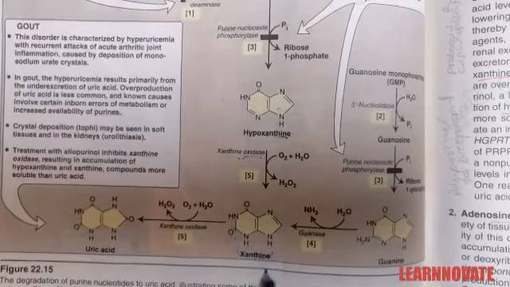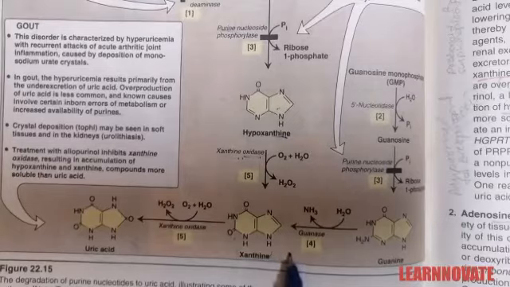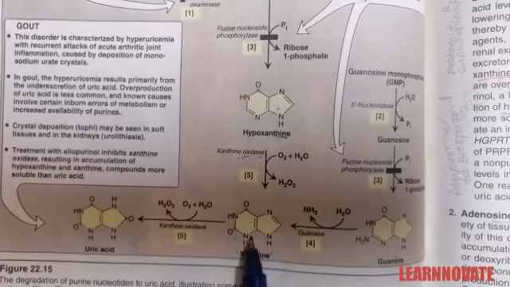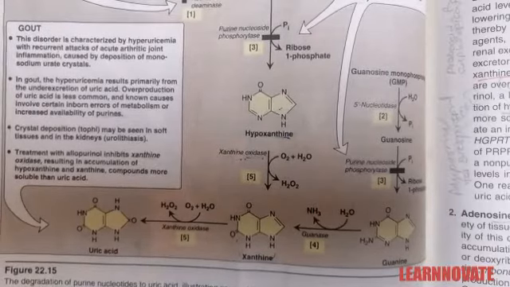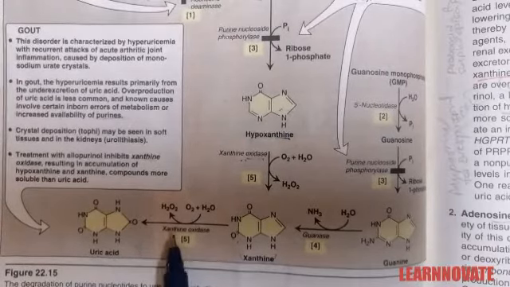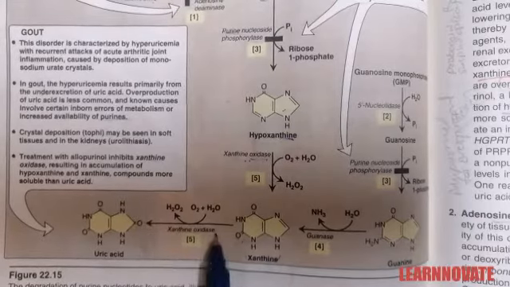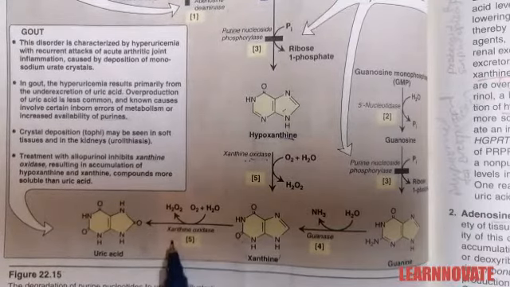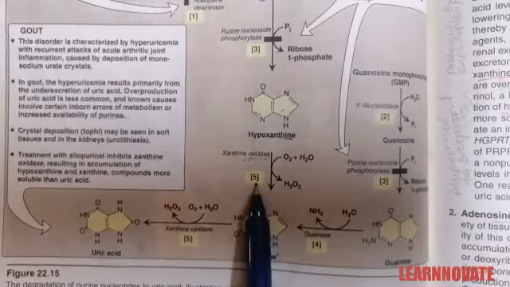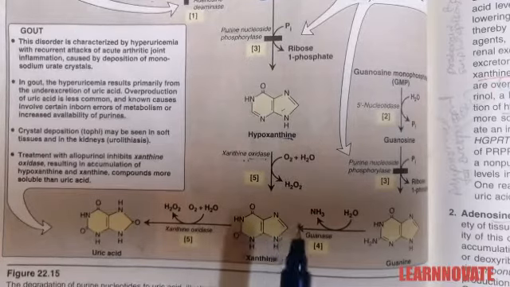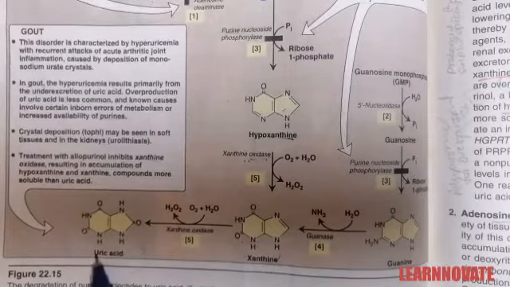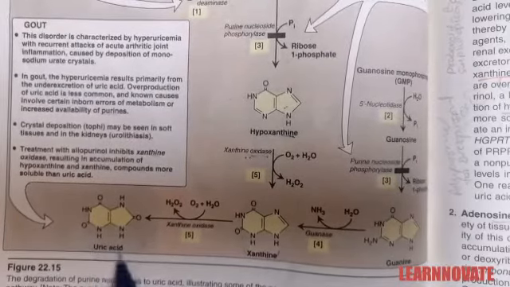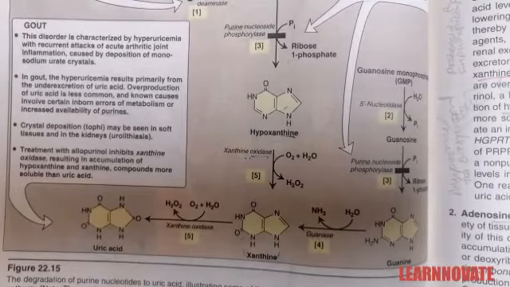Now when xanthine is formed under the influence of these two enzymes, this xanthine can ultimately be converted into uric acid. This conversion of xanthine into uric acid requires xanthine oxidase. This xanthine oxidase enzyme, which is also involved in the conversion of hypoxanthine into xanthine, is an important enzyme for the conversion of xanthine into uric acid. So ultimately we have the end product, uric acid, and that uric acid will be released from the body through the urine or excretion.